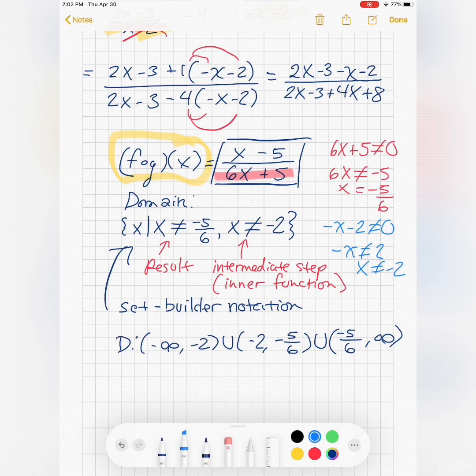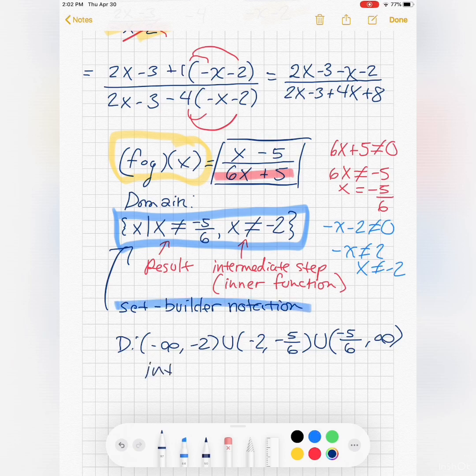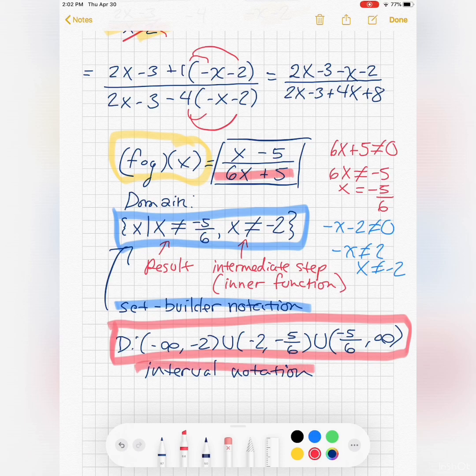Okay, so let's see, this is my domain written in set builder notation. This is my domain written in interval notation. Okay, and what are these the domains of? Well, these are the domains of f of g of x. It's right here, okay?